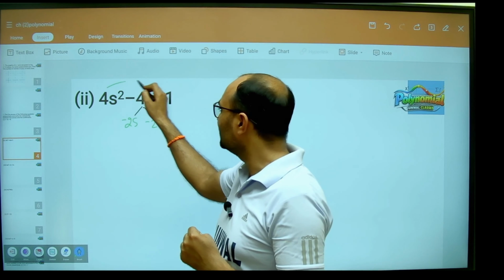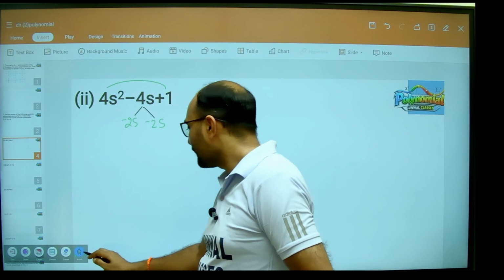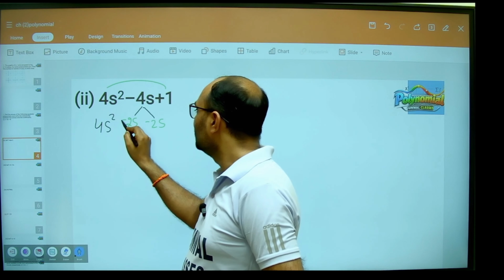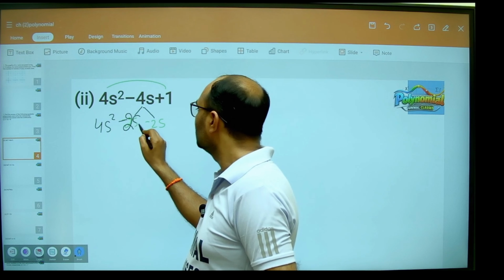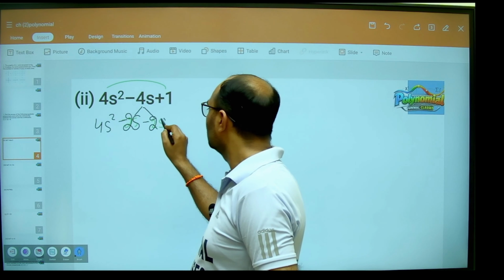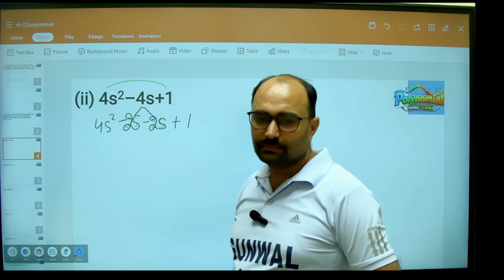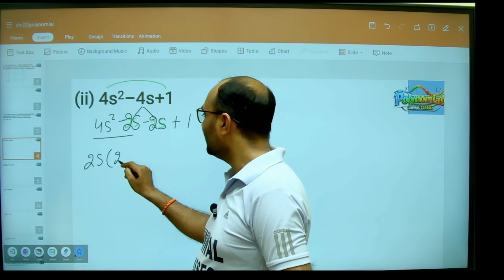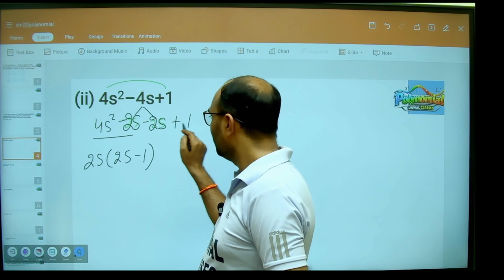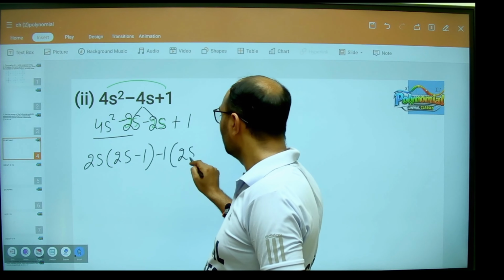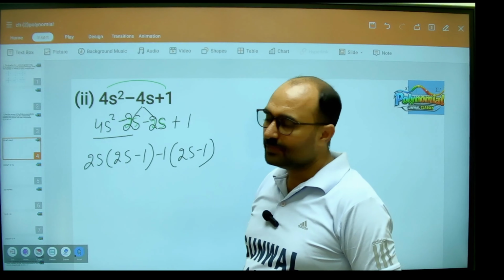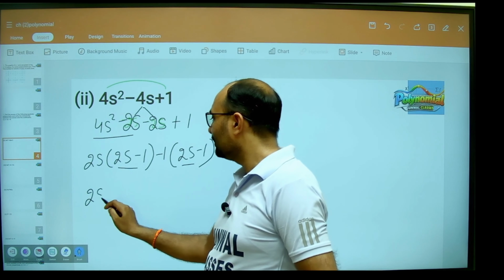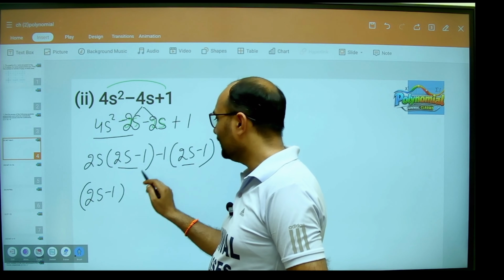If you multiply the first and last term, it will satisfy your requirement. So we will write 4s square minus 2s minus 2s plus 1. What is common here? 2s is common here. We are left with 2s minus 1. Minus 1 is common here, 2s minus 1. Both brackets are similar: 2s minus 1, 2s minus 1.